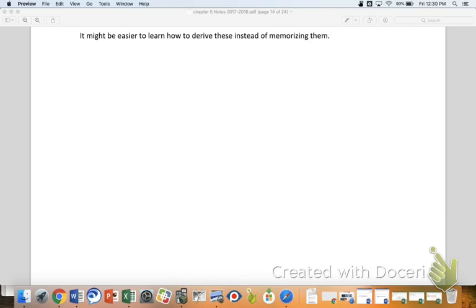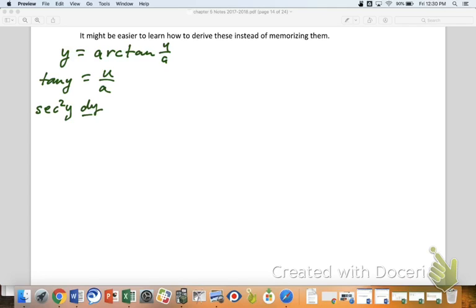Here, if I'm going to be working with arctan, I'm going to write y equals arctangent of u over a. My next step would be tangent of y is equal to u over a. Then I'd do d dx to both sides. That would give me secant squared of y times dy dx is equal to u prime over a. Therefore, dy dx is equal to u prime over a secant squared y.